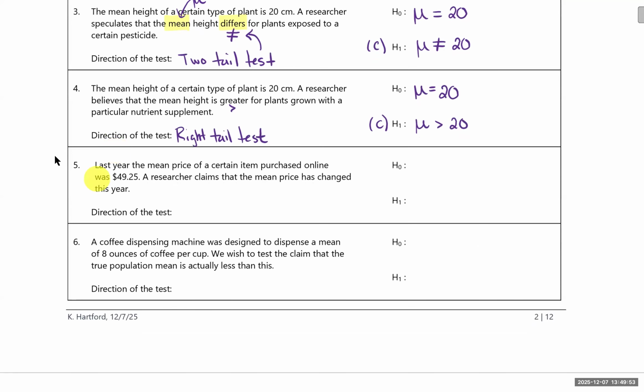All right, number 5. Last year, the mean price of a certain item purchased online was $49.25. A researcher claims that the mean price has changed this year. All right, so the claim, the mean, has changed is another way of saying that it's now different. So not specifying if the researcher thinks it's higher or lower, just that it's different. So has changed is another way of saying not equal to. So the mean is not $49.25.